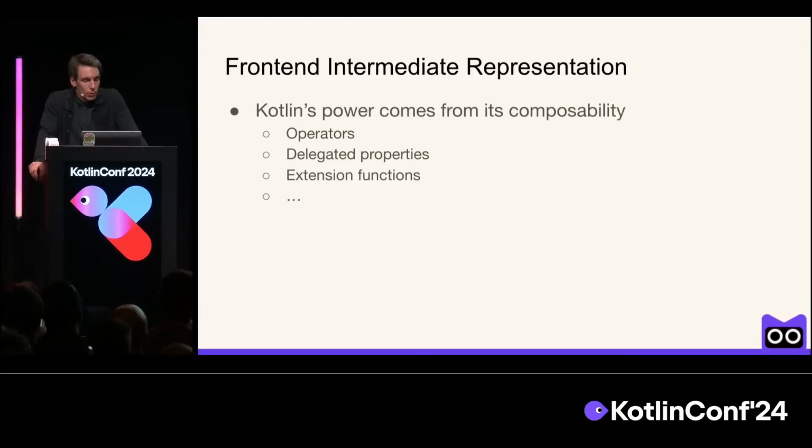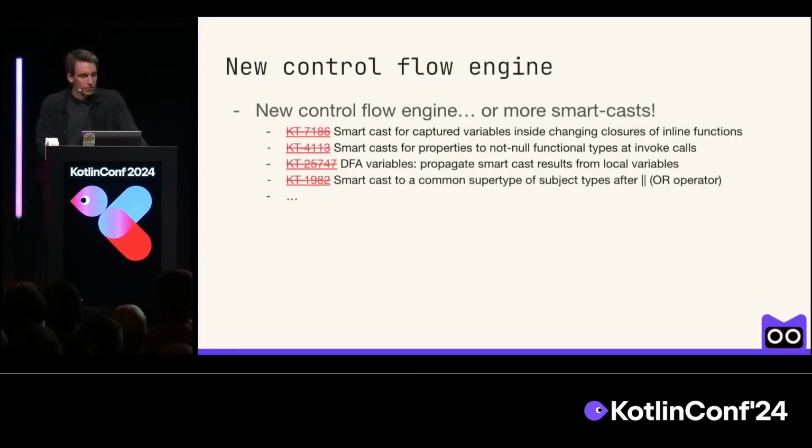So again, Kotlin's power actually comes from its composability. And with Kotlin 2.0, we have more consistent and robust rules for operators, delegate properties, and extension functions. And of course, their combinations. But let's get back to features.